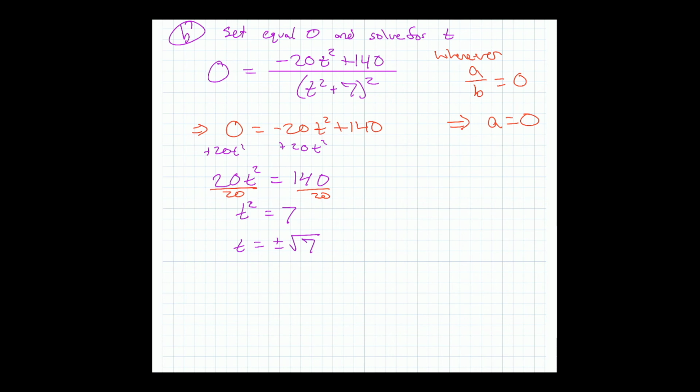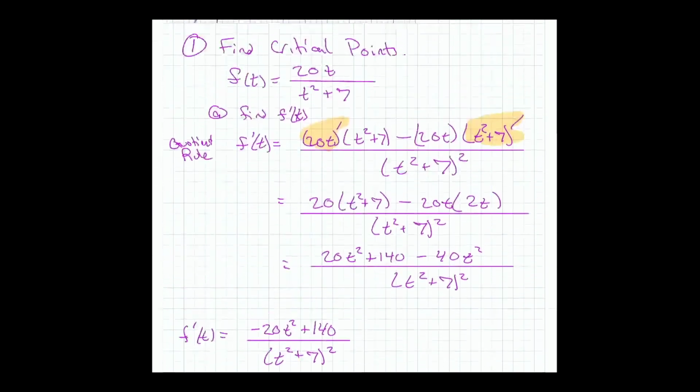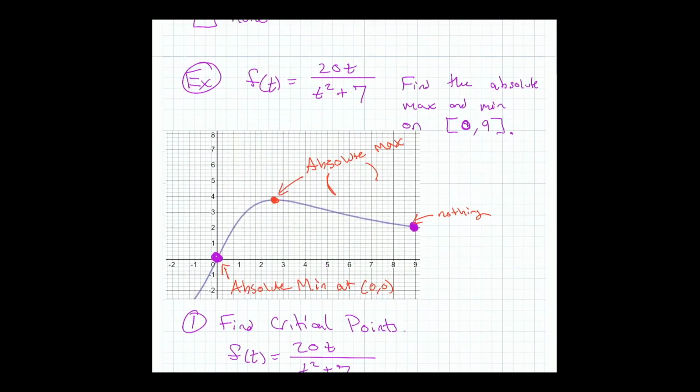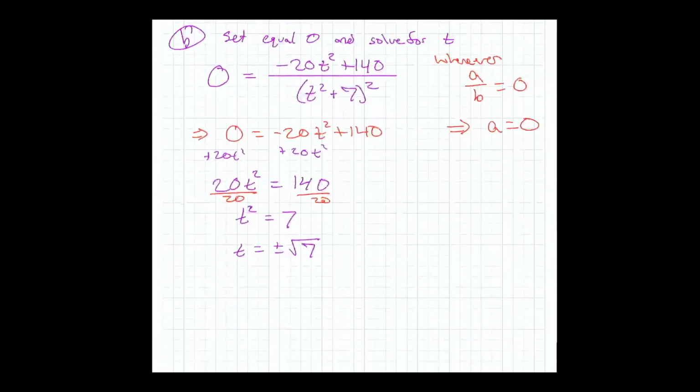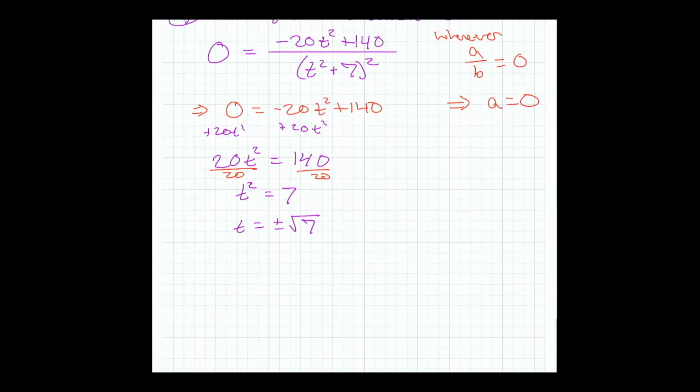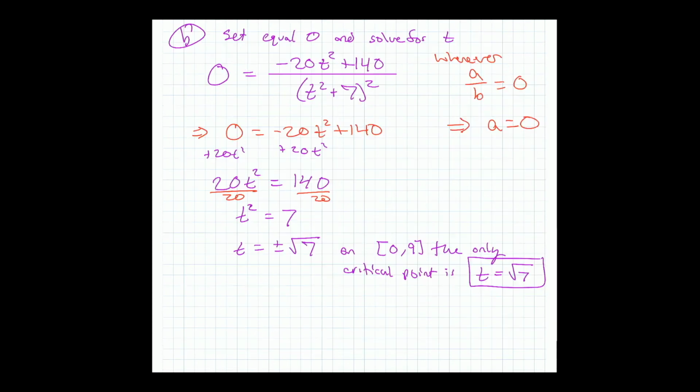Okay, now we are only interested in numbers that are between 0 and 9. So even though we got a plus or minus square root 7, we don't care about the negative square root 7. So on 0 to 9, the only critical point from this is t equals plus square root 7. Not the minus. The minus is negative. It's outside 0 to 9. Okay, so we have that.